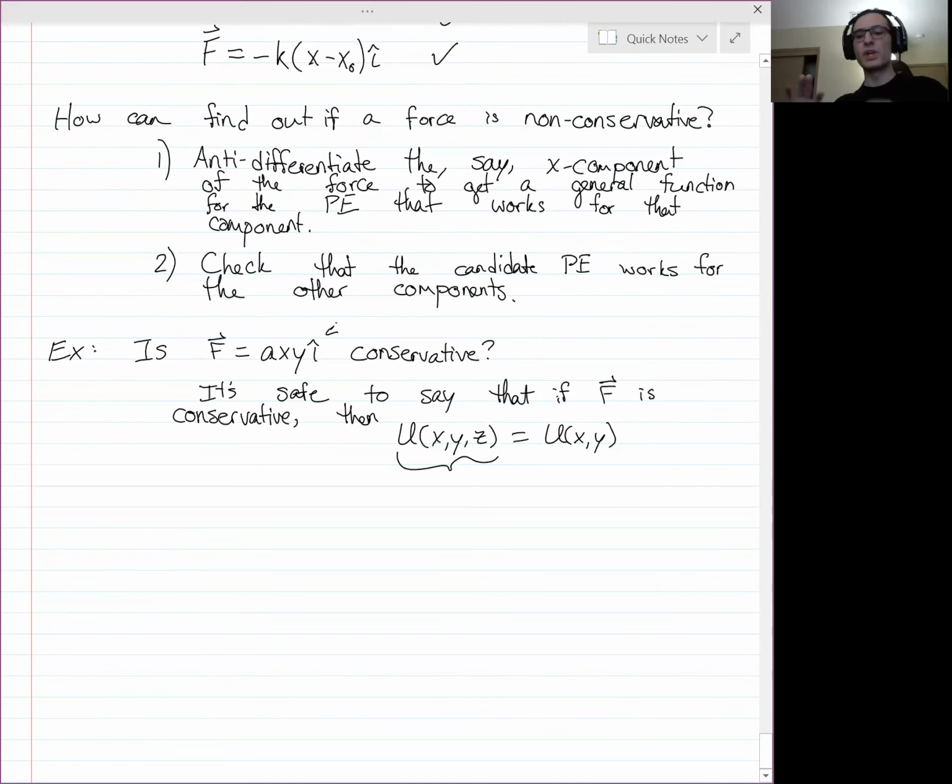Basically, we can ignore the Z direction because both the coordinate Z and the direction K don't show up in the problem. That's just a simplifying assumption, and it's true in this case. So basically, we're going to work in the XY plane.